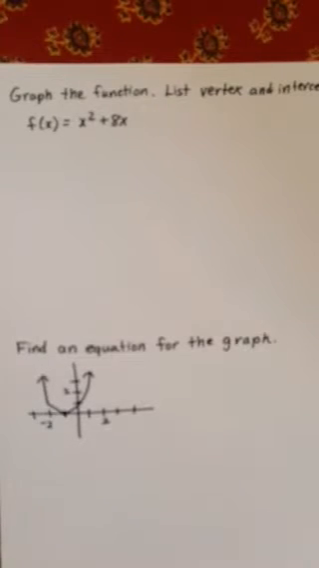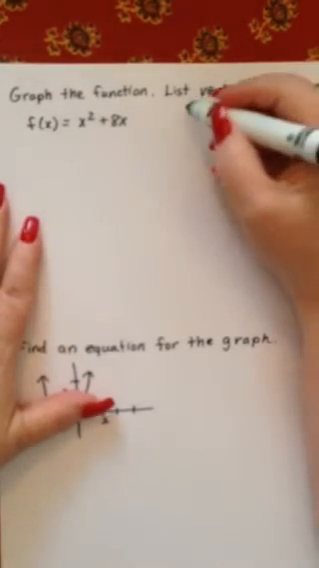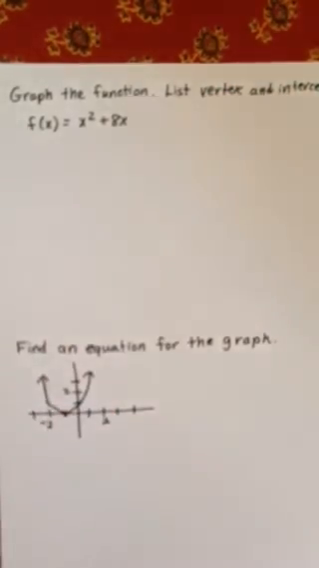Alright, here they asked me to graph the function, list the vertex and intercepts. Alright, so I'm still going to use my formula. Let's use a different color pen. I thought I'd pick up green.